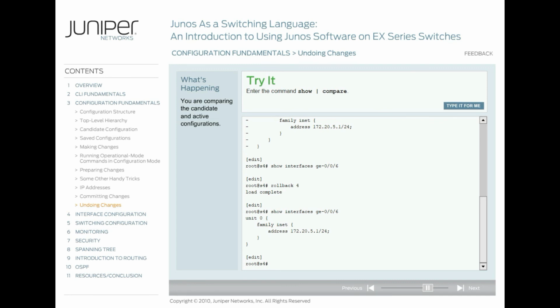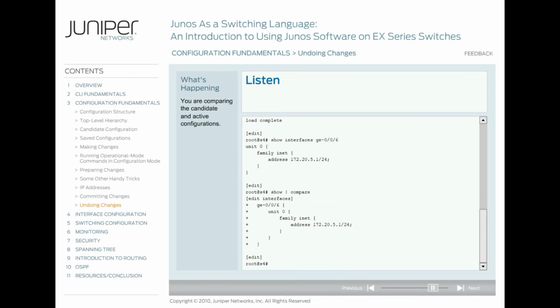Before we do that, though, have the software show you the differences between the candidate configuration and the active configuration using the Show Pipe Compare command. Do that now. Using the compare function without a specified saved configuration shows us the difference between the candidate configuration and the current configuration. So this feature allows us to see what changes will be made when we commit the configuration. Enter the commit command to activate these changes and complete this exercise.